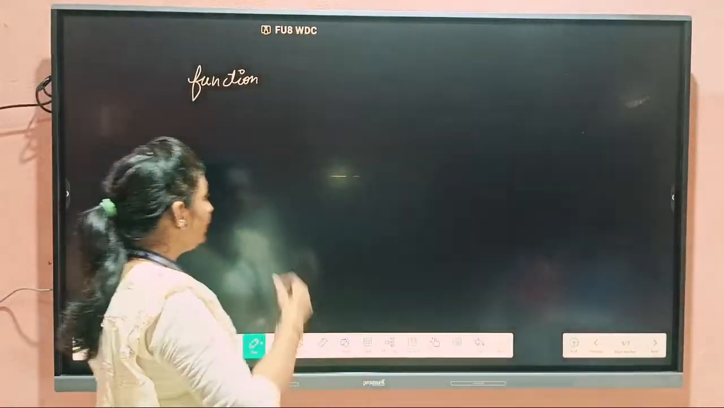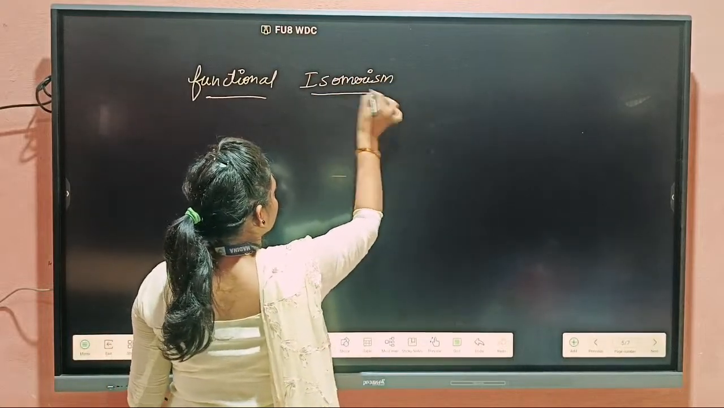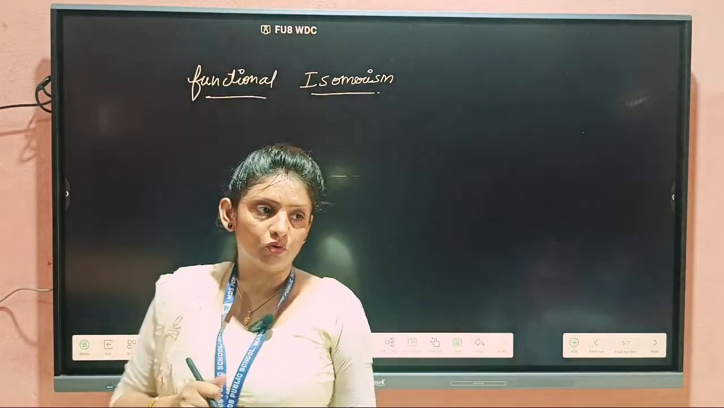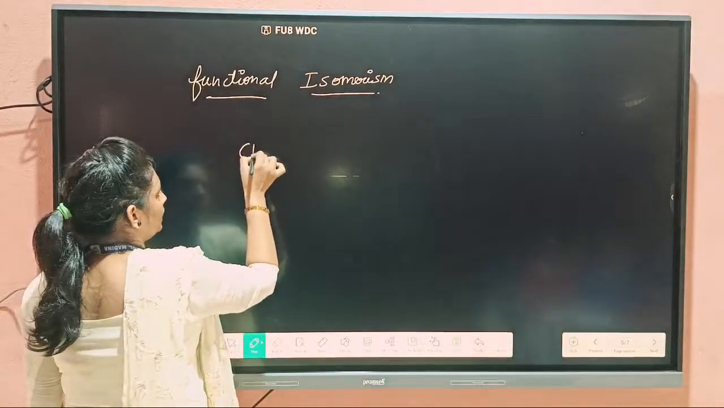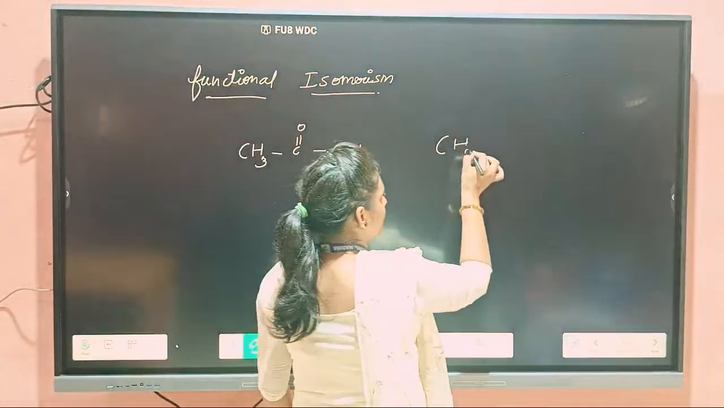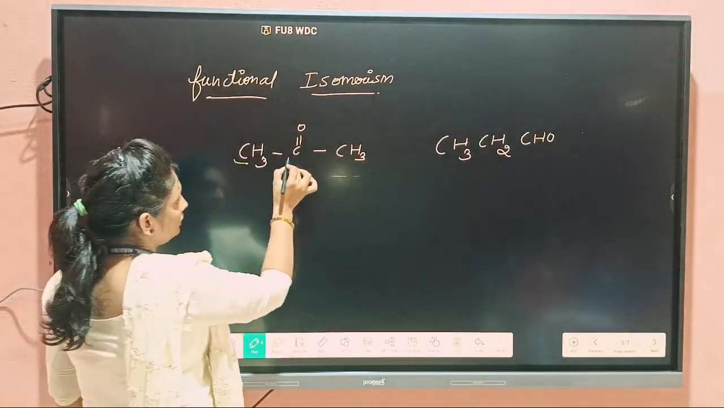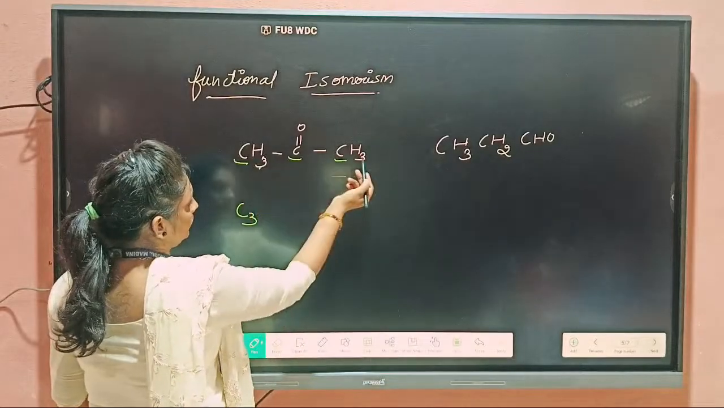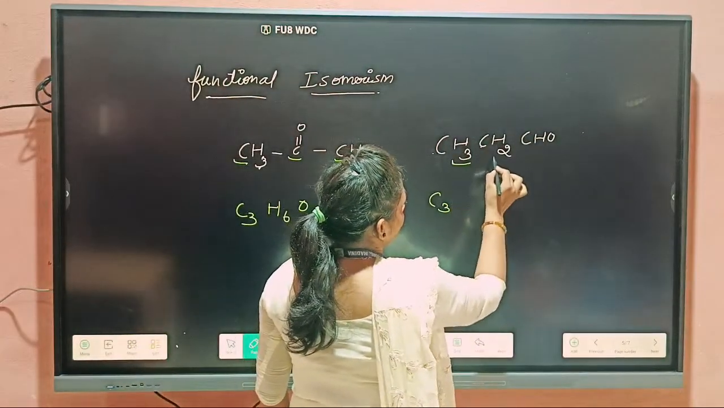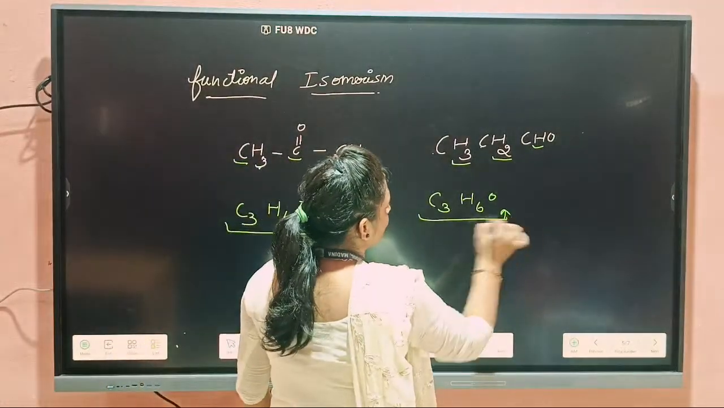Next one is the functional isomers. Functional isomers are those which have the same molecular formula, but the functional group will be different. For example, if we take CH3, CO, CH3 and CH3, CH2, CHO. Here you can see 3 carbons, hydrogen 6 and 1 oxygen. In both cases the molecular formula is the same, so the molecular mass is also the same.